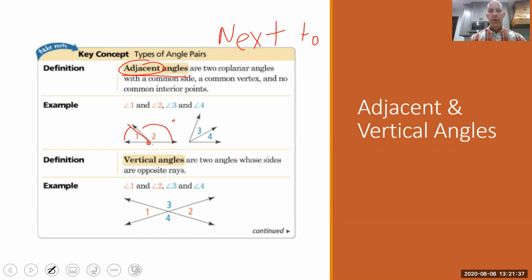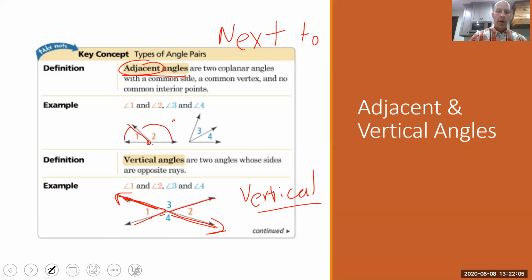Vertical angles. Vertical angles are two angles whose sides are opposite rays. So angle 1 and angle 3 are what we call vertical, and vertical is spelled like so. Notice that for these two angles, the ray that's opposite this ray is this ray, and the ray that's opposite this ray is that ray. So we can see that angle 1 and angle 3 are formed by opposite rays.